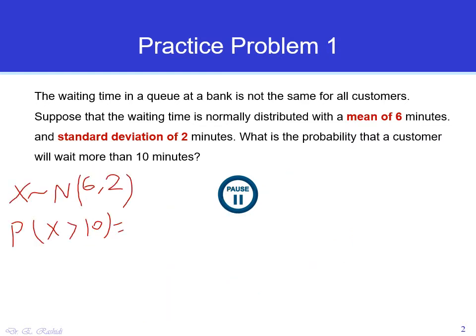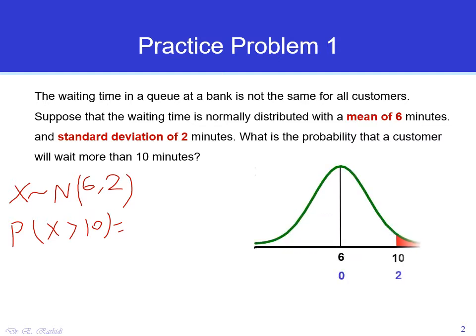All right, let's see the solution. So here we have the probability that X is greater than 10. What we need to do is to convert this to a z distribution. So let's see actually how the graph would look like. This is the normal distribution, and we are looking for the probability that X is greater than 10, which means the red shaded area here. That would be our probability. So we have to find that.